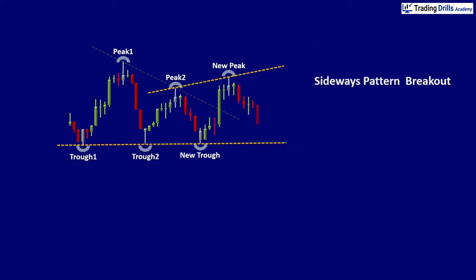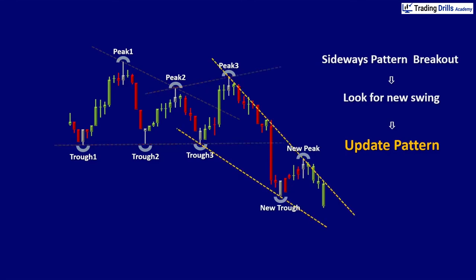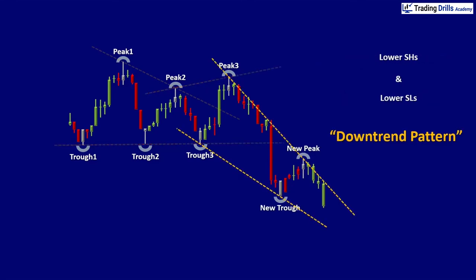If the price breaks the dynamic support of the current sideways pattern, look for the new swing lows and update the dynamic channel. The new pattern could show lower swing highs and lower swing lows, which is a new downtrend pattern.